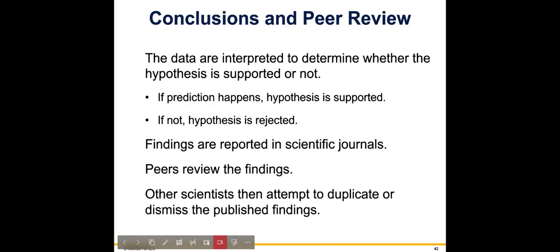Then, of course, we do conclusions. That is when the data is interpreted and determined if our hypothesis was supported or rejected. If the prediction happens and it was correct, we say we support the hypothesis. If it is not, we reject the hypothesis, and then we would come up with new ideas for study. And then the main goal is to report what we found to scientific journals. And then science peers actually review those articles before they're published, and other scientists may even attempt to duplicate or dismiss what you did in your experiment, all for the betterment of science.